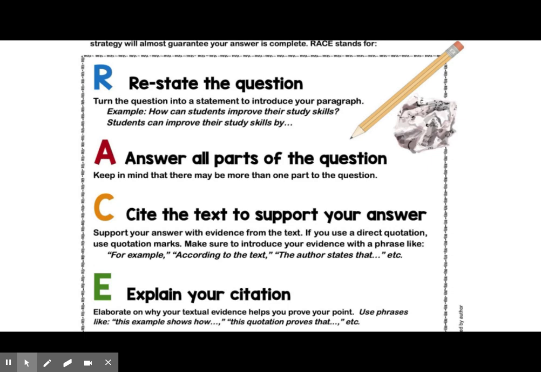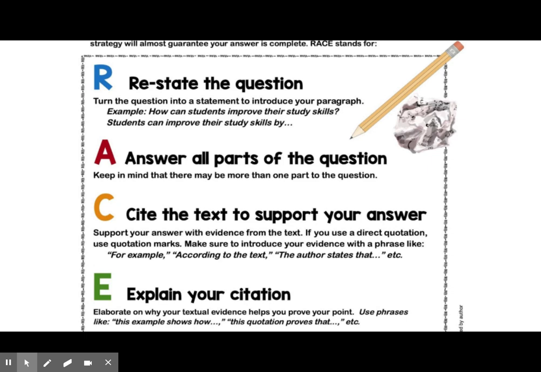However, this is a step that we spend a lot of time with in 6th grade, and eventually we're going to expect you to do a direct quote. For today, if you know the chapter that the example comes from, go ahead and include it in your paragraph. But in the future, it's going to be required.